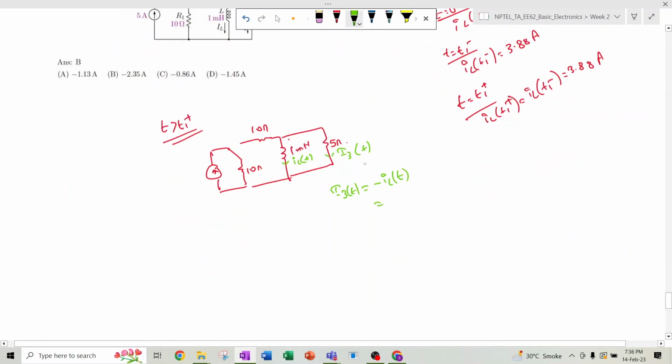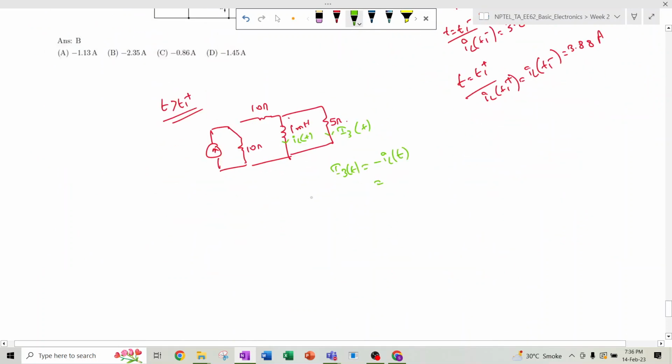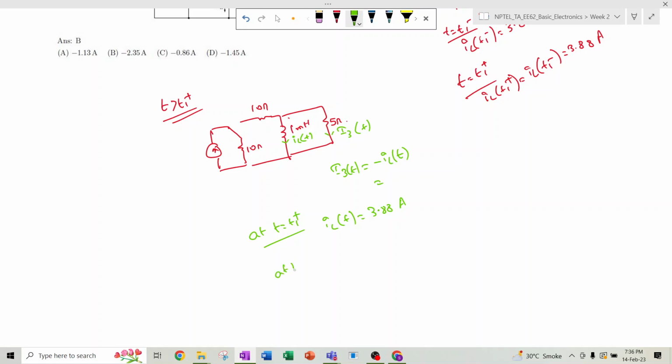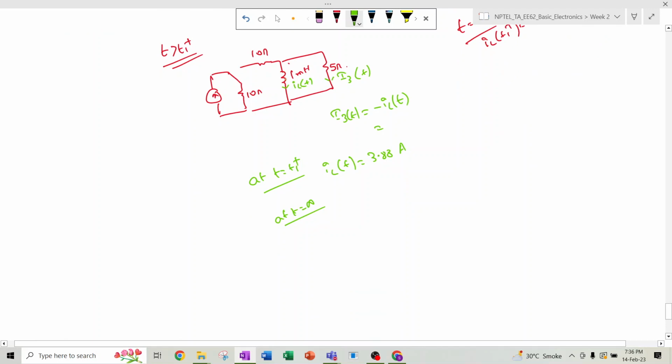So now what is happening? At t equal to t1 plus, the IL(t) value is 3.88 ampere, and at t equal to infinity, after infinite time, what happens? Whatever charge is stored in the inductor will flow through this part, and this IL(t) becomes 0.